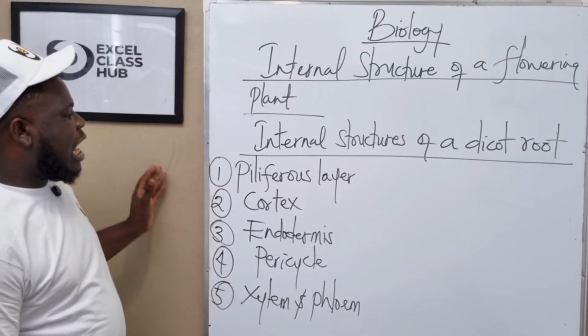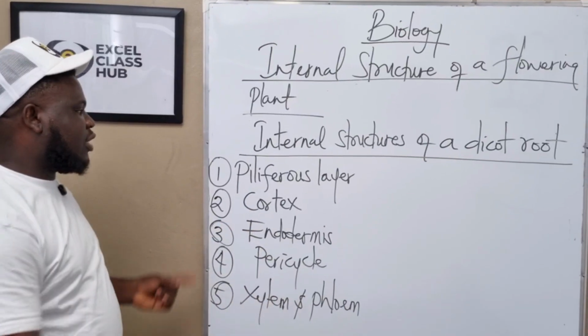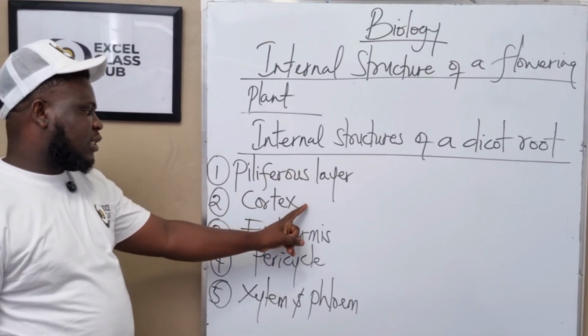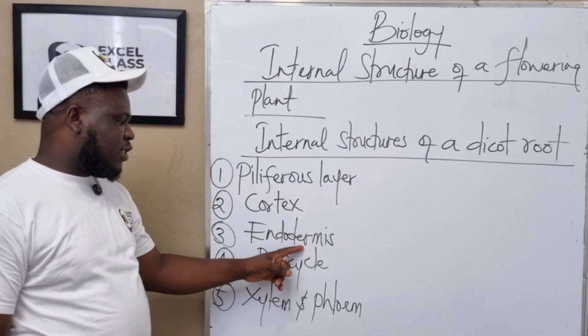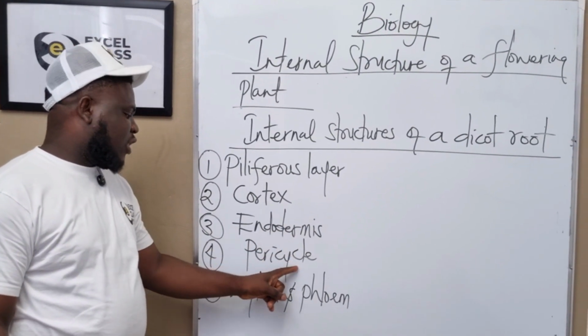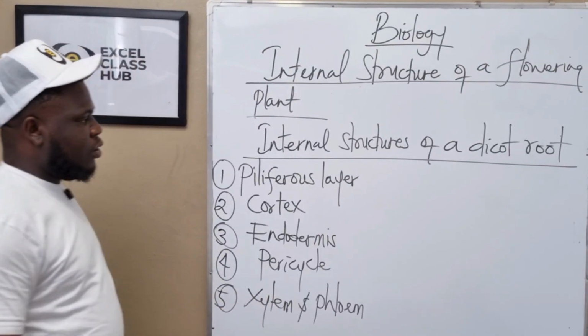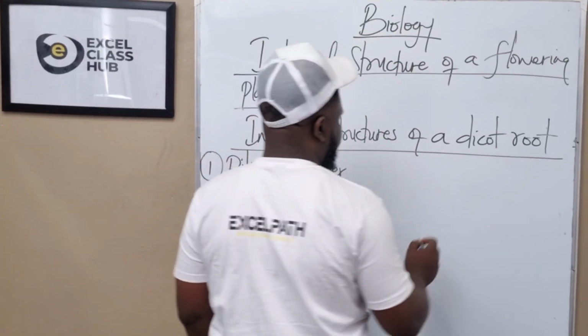So from the outside to the inside, these are the structures we are going to see, beginning from the piliferous layer to the cortex, from the cortex to the endodermis, from the endodermis to the pericycle, from the pericycle to the xylem and phloem.